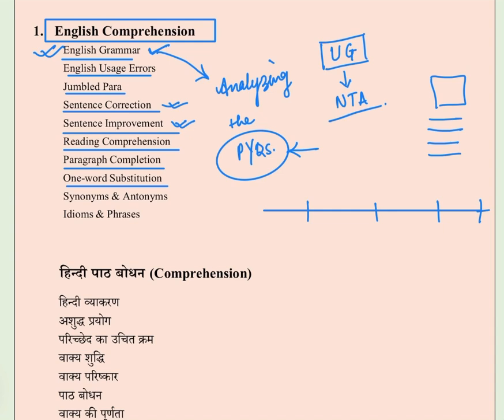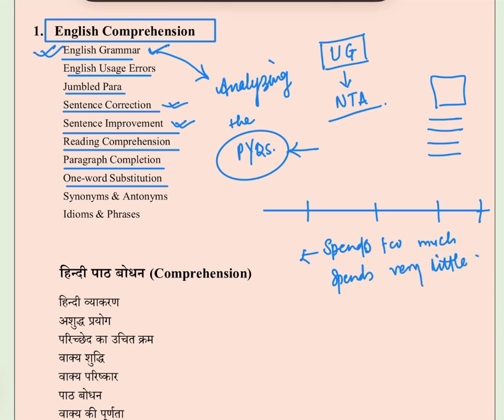They'll just ask you, the person who spends too much, what is that person called? A person who spends very little, what is that person called? So this is your homework. Just check once because these two are important. Just look once for these words.